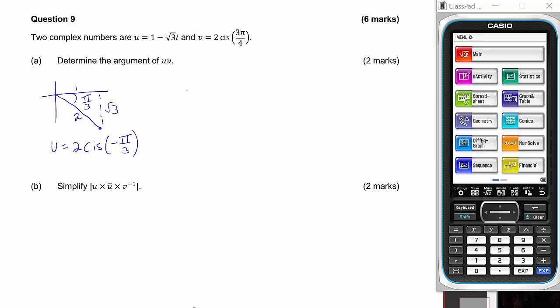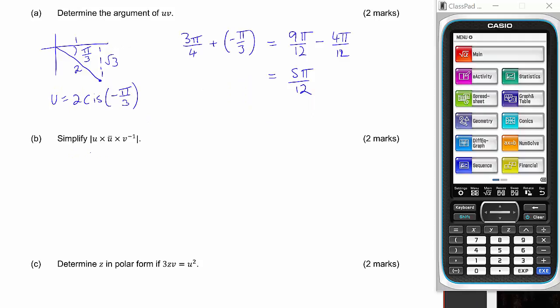So uv, we're just going to do 3 pi by 4. And if we're multiplying, we're going to add negative pi by 3. So that's 9 pi by 12, take away 4 pi by 12. And that's going to give me 5 pi by 12.